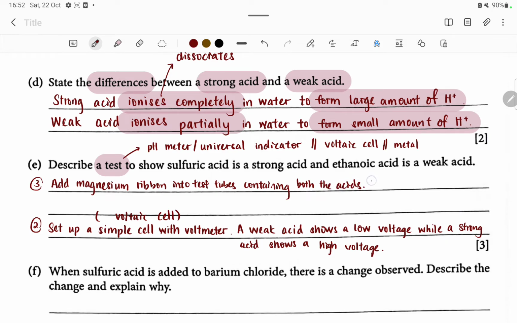And then the observation: a strong acid reacts vigorously. So you will see the reaction very fast. While a weak acid reacts less vigorously. Okay, so these are the few ways to answer these questions.